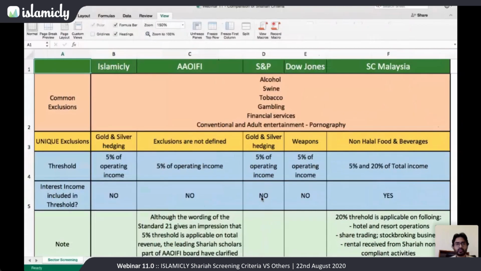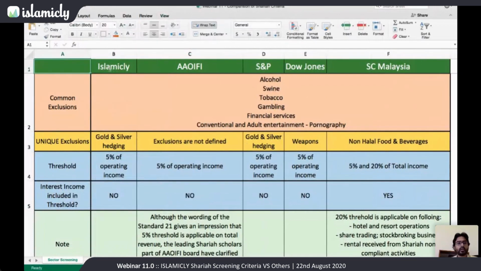I will straight away share my slide, and this is it. As you can see, we are going to compare the screening criteria of Islamically versus AAOIFI versus S&P versus Dow Jones versus SC Malaysia. These, I feel, are the most popular screening criteria in the world. Although there are more screening criteria in the world, for example from MSCI, from FTSE, from the indexes in Pakistan. Then there are other criteria being used in Qatar, in Saudi, in Dubai. But these five, I believe, are the most popular screening criteria in the world, and let's study them together.